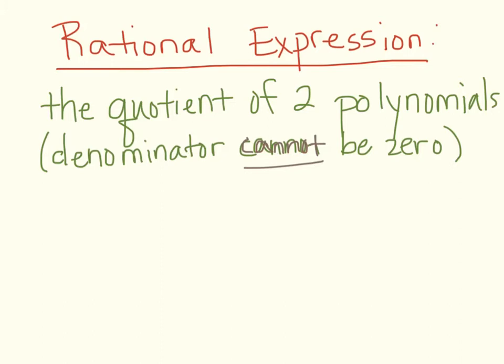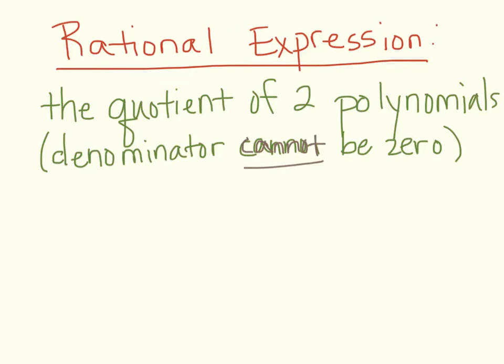So let's start by talking about what a rational expression is. Well, a rational expression is the quotient of two polynomials. In other words, it's a polynomial divided by a polynomial. The only thing that you need to be really careful of is that the denominator can never be 0. You can't divide by 0.